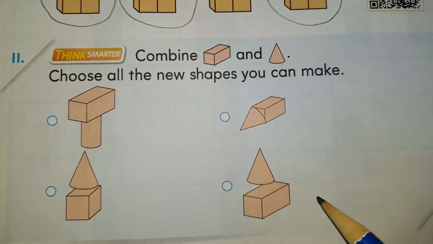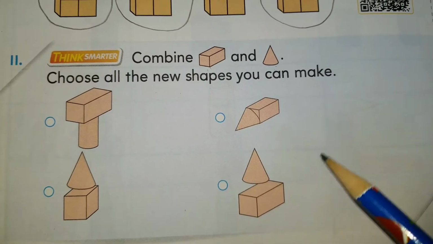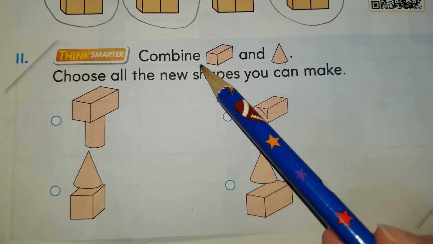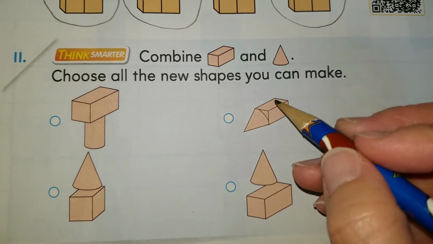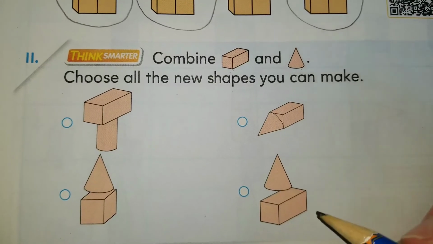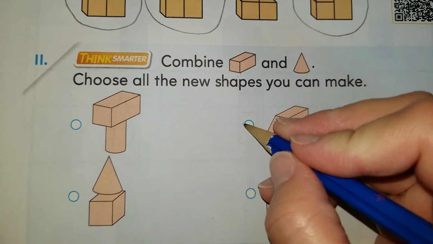So which are the shapes that we get when we combine a rectangular prism and a cone? I would say this one, right? Because here we can see a rectangular prism and a cone. So I would say this one.